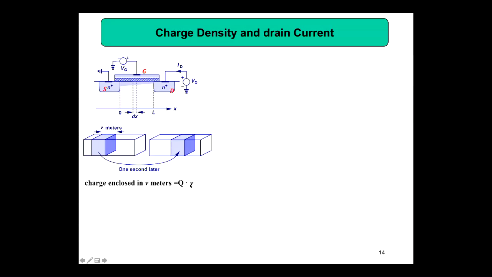velocity. Why have I taken Q into velocity? What is velocity? Velocity equals dx by dt, displacement by time. But then for 1 second, your velocity equals the change in displacement. You know what I meant? So the charge enclosed in delta x meters in 1 second is equal to V meters, velocity meters. The idea is this one, velocity V equals dx by dt.